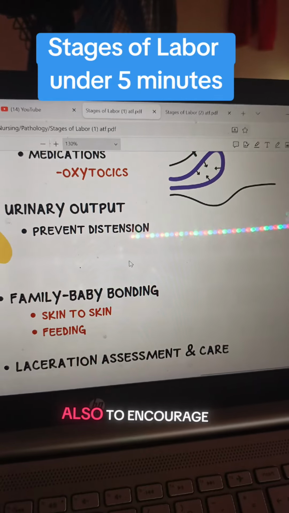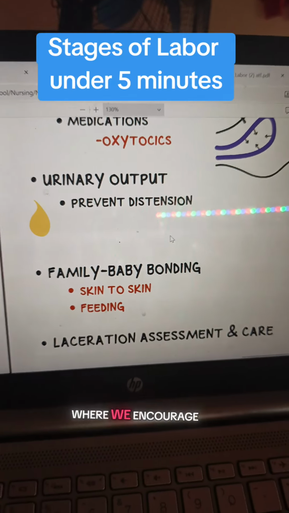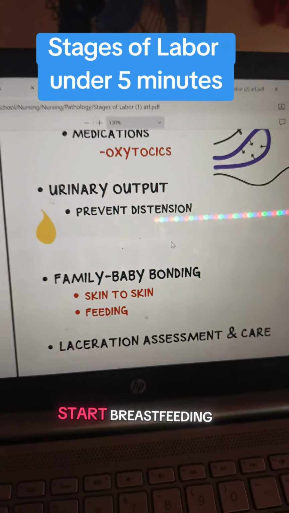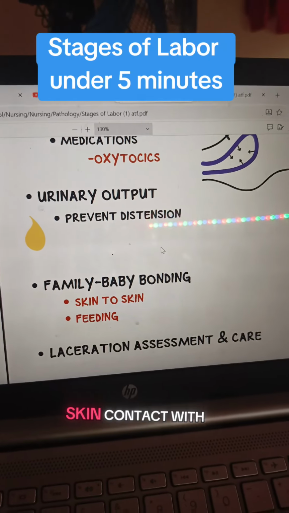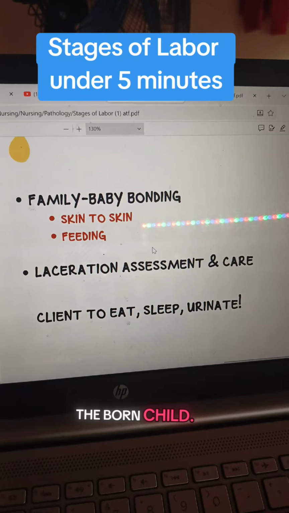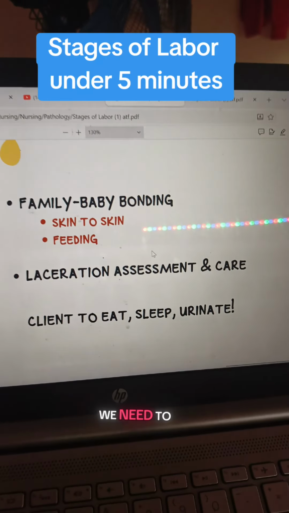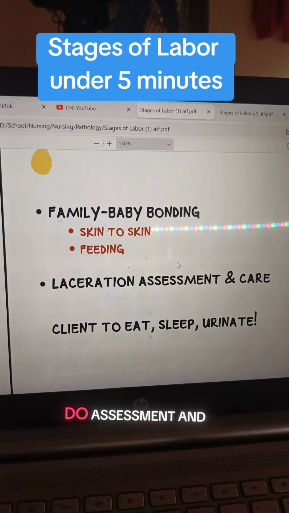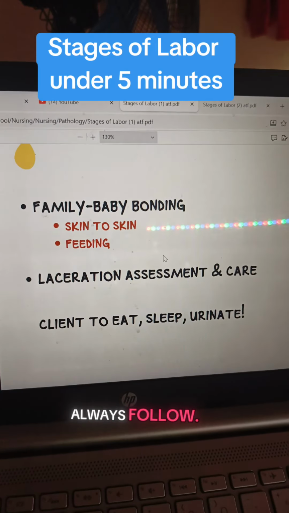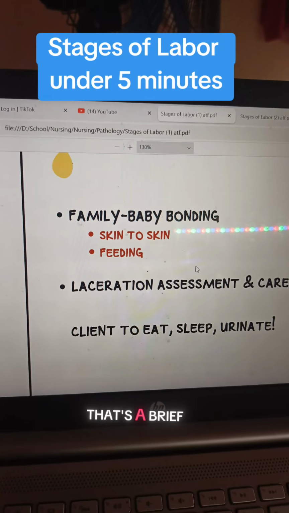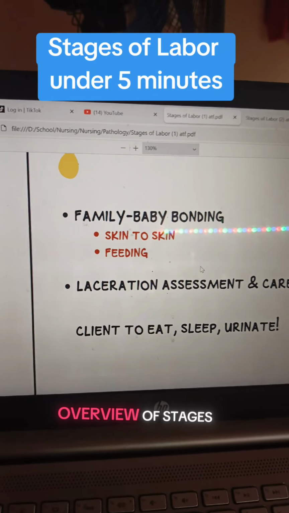Then we need also to encourage family bonding, where we encourage the mother to start breastfeeding and also to maintain skin to skin contact with the newborn. Then if there's any laceration, we need to do an assessment, and other things will always follow. That's a brief overview of stages of labor.